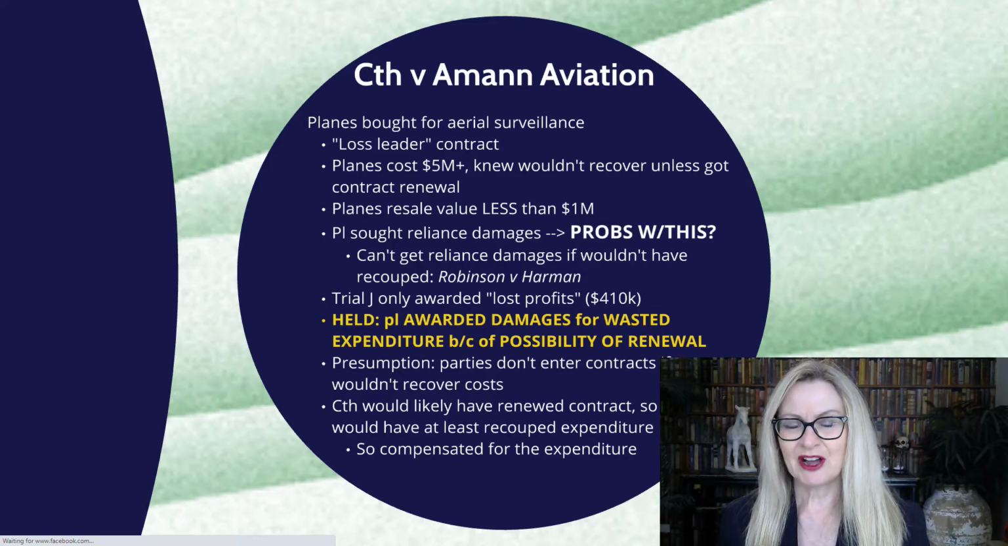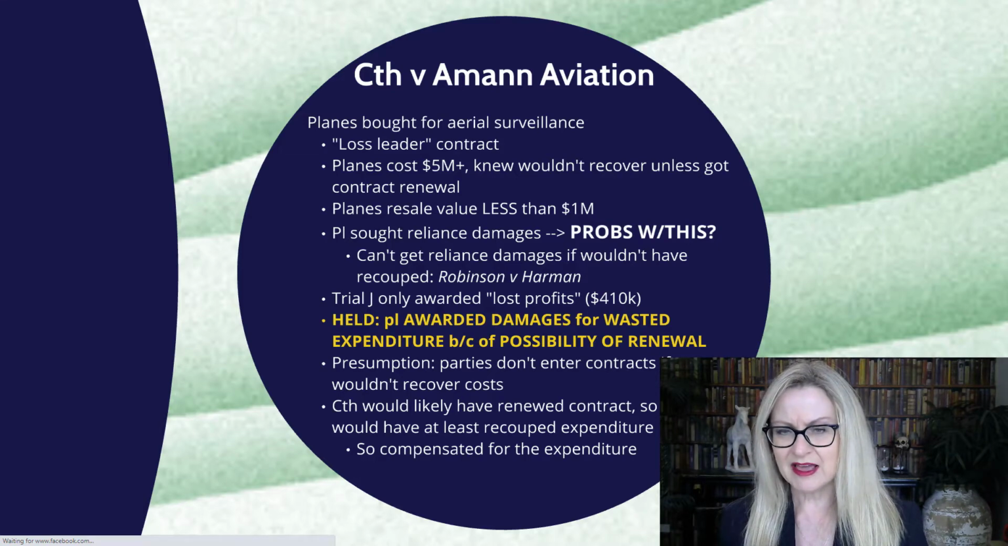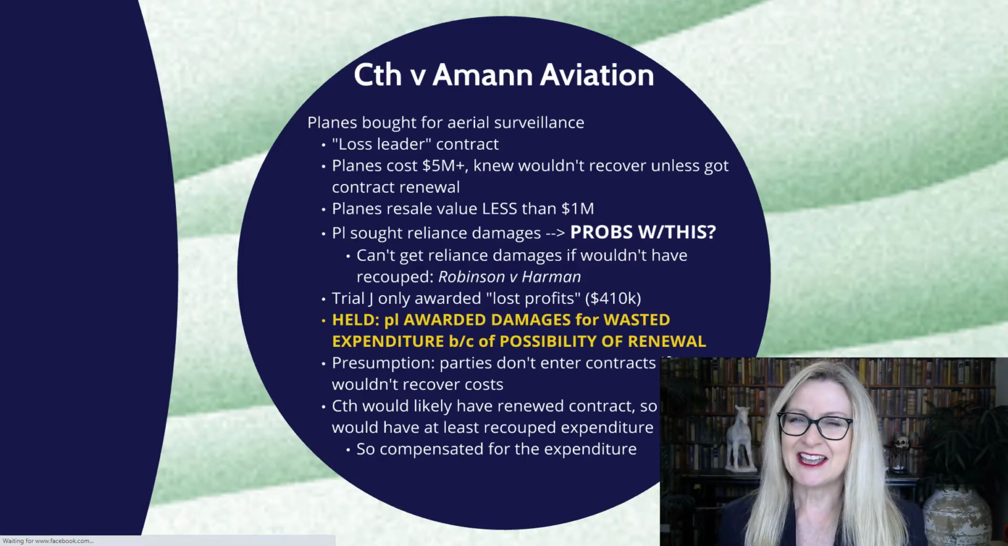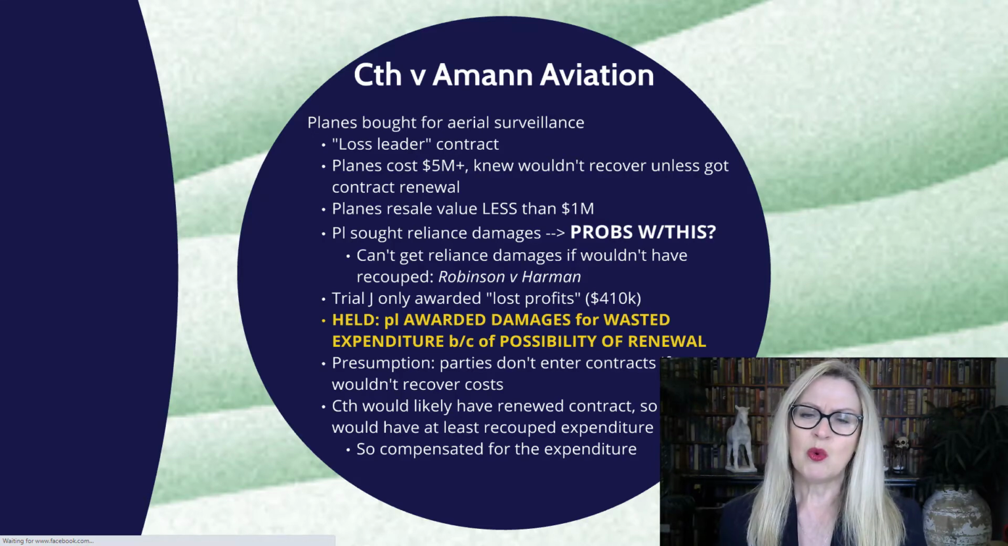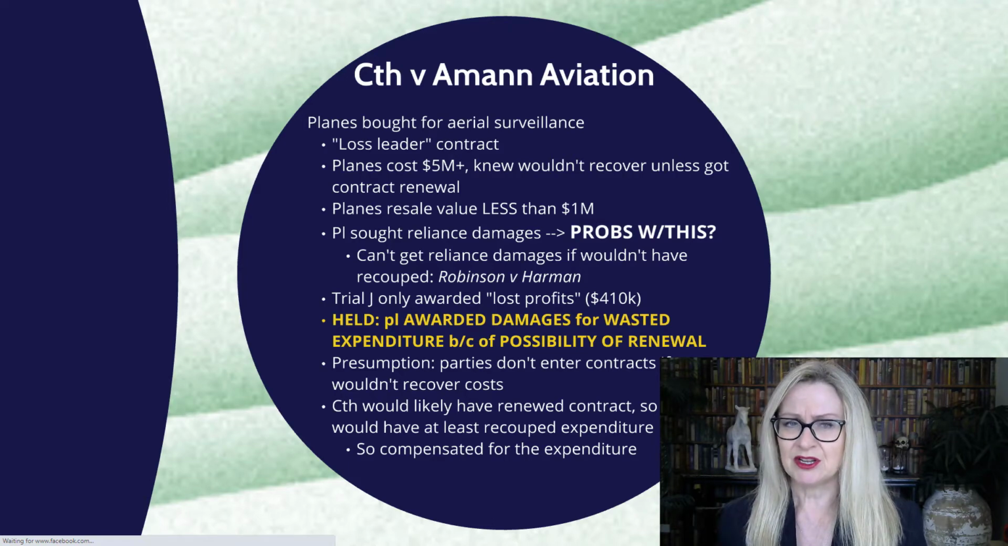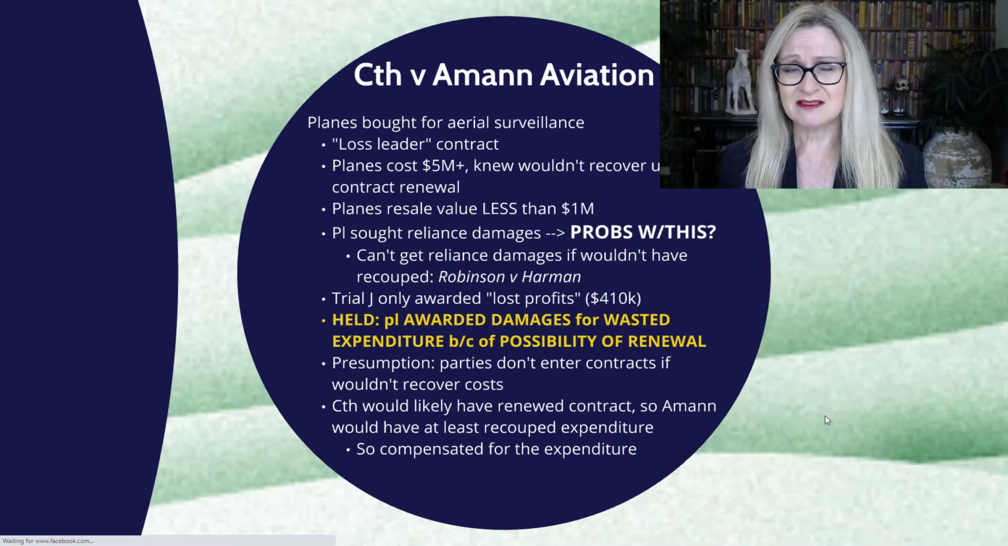They fought it all the way up to the High Court, and eventually it was held that Amann could actually claim damages for wasted expenditure. Why is that? Because, and this is where I say calculation of damages can smell a bit more like an art than a science, there was at least a possibility of Amann getting that contract renewed when it came up for renewal. And there was a presumption that most sensible parties, including Amann, won't enter a contract if they wouldn't recover costs, at least ultimately, in their anticipated events.